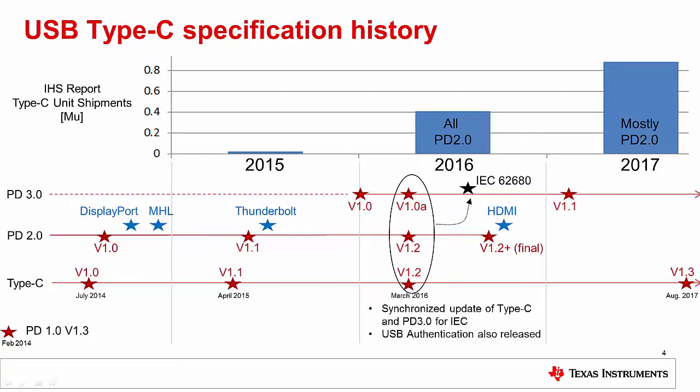You can see now that the version 1.2 of PD 2.0 is the final version. There will be no more updates there. Going forward, all corrections, improvements, or anything like that will be in the PD 3.0 spec. The PD 2.0 has been proven very reliable in the market, and there should not be any reason that it needs to be fixed.